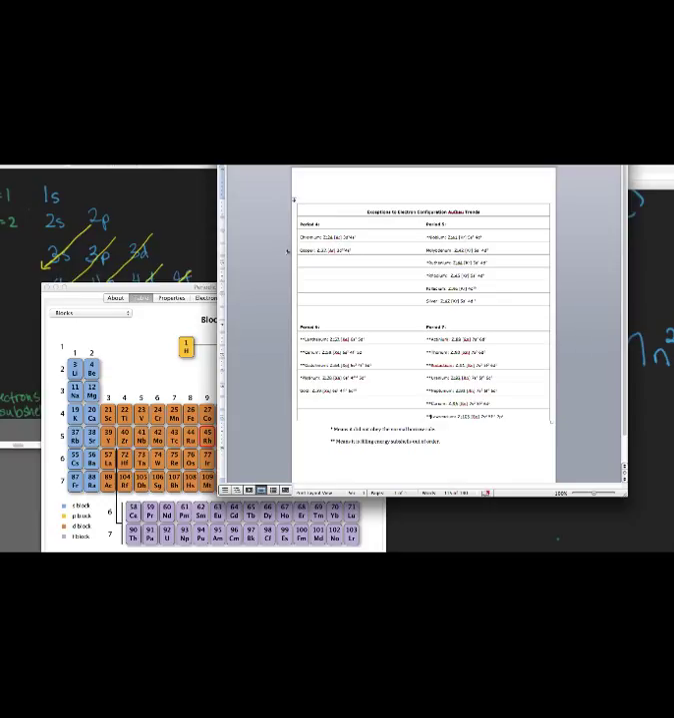Definitely know the borrowing rule. So you see how chromium and copper are borrowing 1 electron and 2 electrons to make the d orbital half full or completely full. Actually, both of these are borrowing 1 electron, sorry. And then back to platinum here, we can see that it has 6s1, 4f14, and 5d9. Let's see how that works.